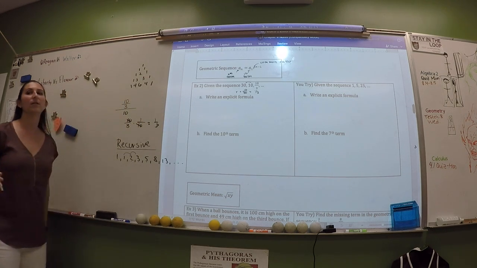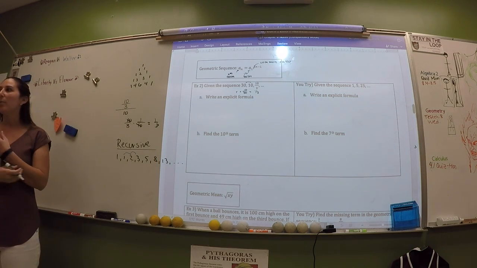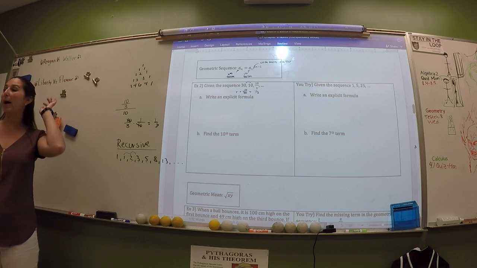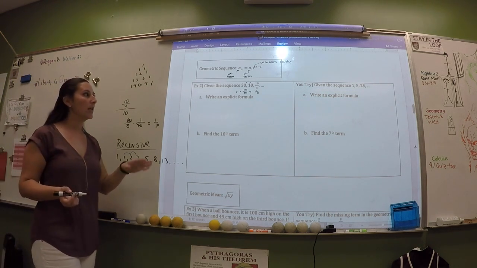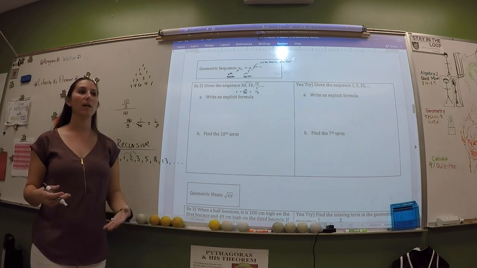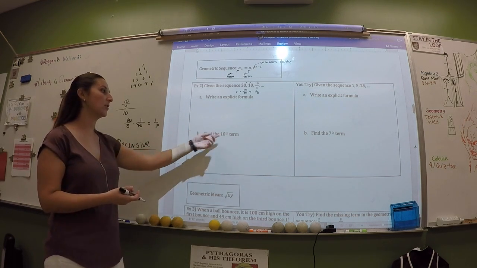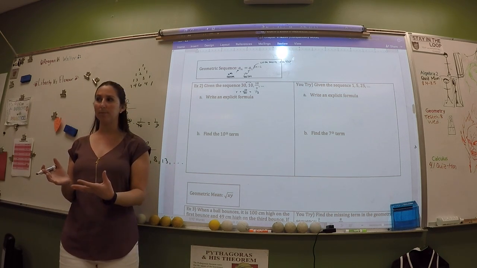Now there is a way to find the numbers in Pascal's triangle without doing that. You'll learn that in pre-calc. But that's an example of a recursive pattern. When you know the previous term, that gives you the next term. An explicit formula, you don't have to know the previous term to know the next term, or you don't have to know the previous term to know the 10th term or the 100th term. You can use that formula to find any term you want.